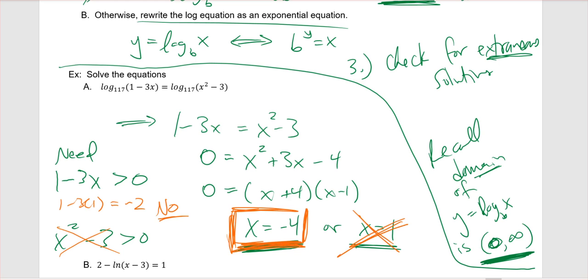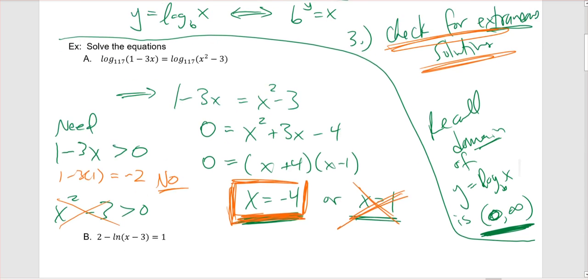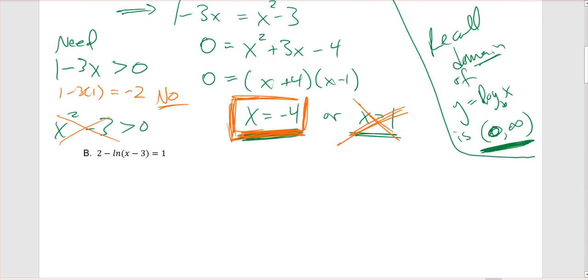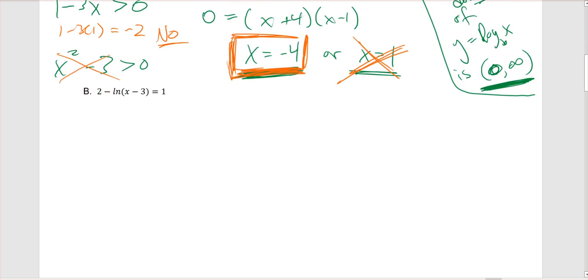We would only say that our solution is x equals negative 4. And we're done. Okay, so yeah, check for extraneous solutions. We have to make sure that our answers are in the domain of the function, so that they're actually solutions. Okay, so let's do this one.